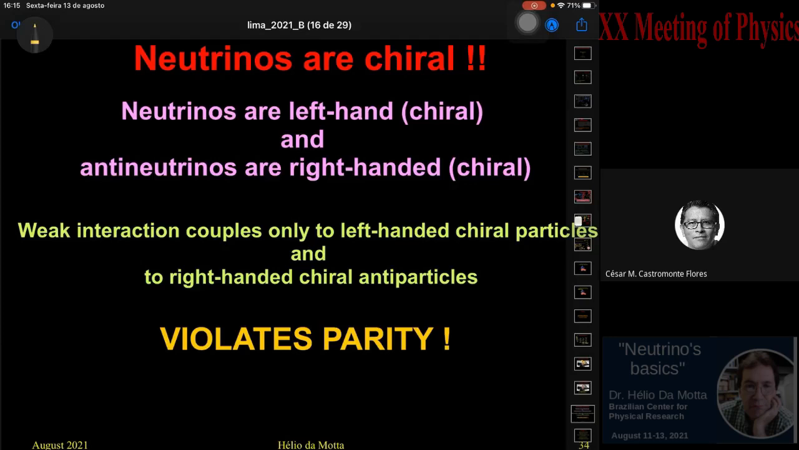So an electron has both a left-hand component and a right-hand component, both of them. The process for producing mass, the way you think nowadays, produces both. But nowadays, we know that neutrinos have mass.